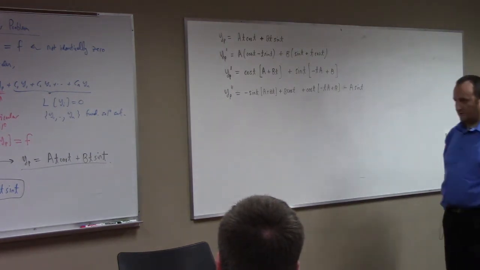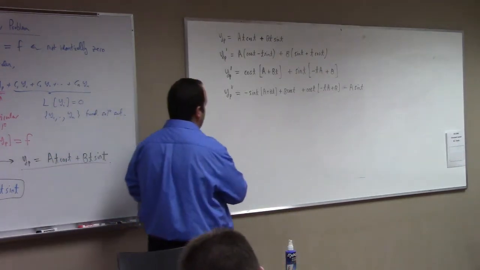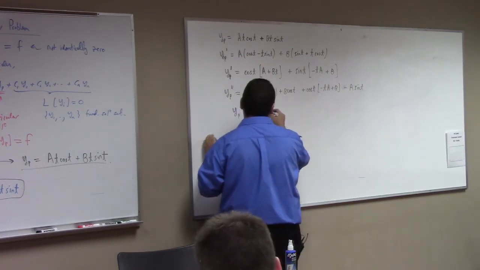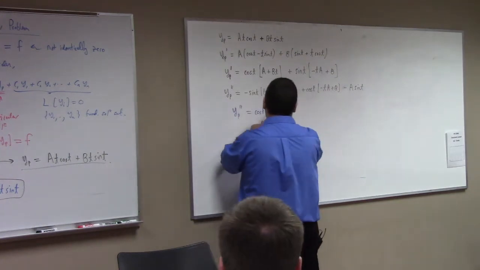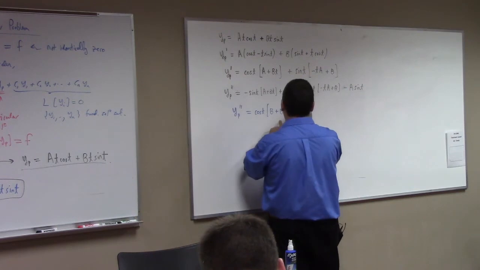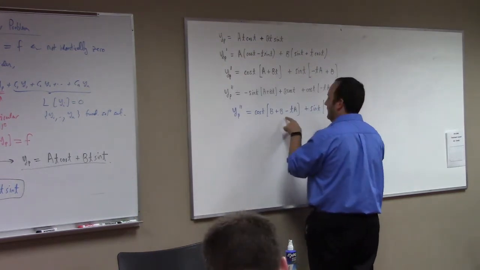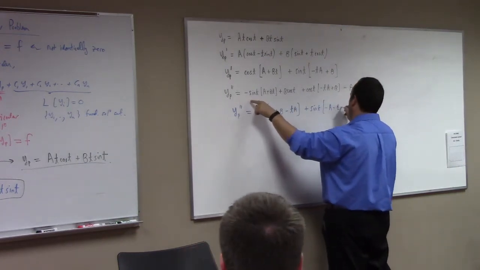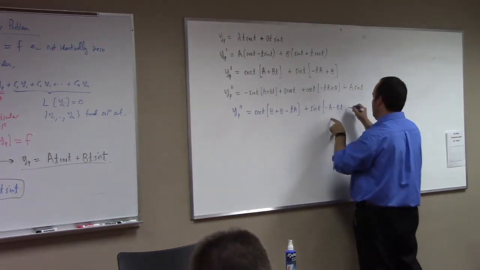Again, I would encourage you to clean things up here, tidy things up a little bit. Yp prime prime is what? I've got a cosine t times what? b plus b minus ta, plus sine t times what? Looks like we got a minus a minus bt, right? Minus a.